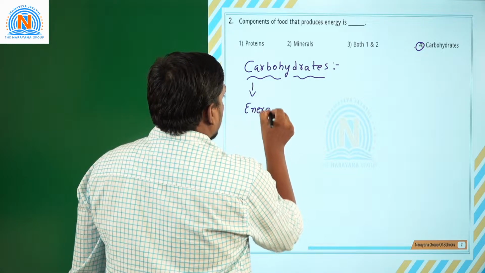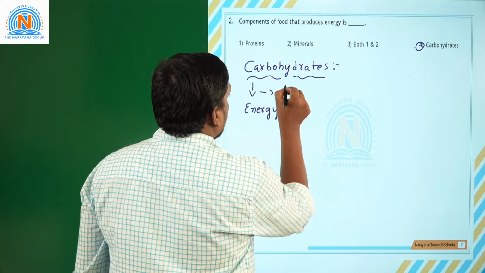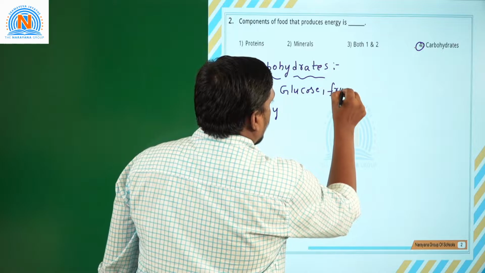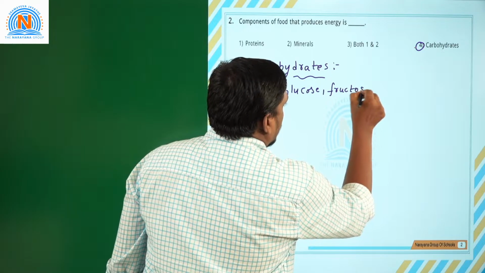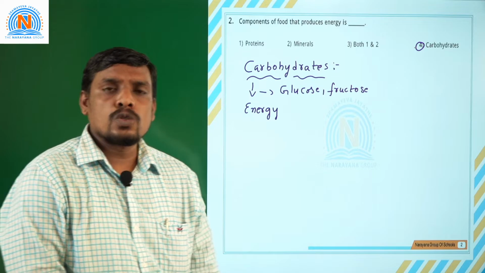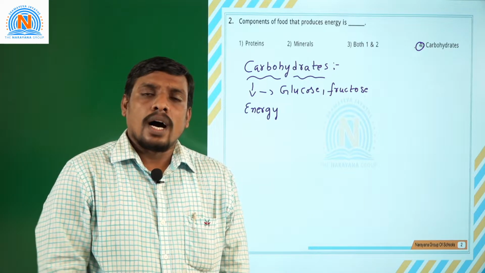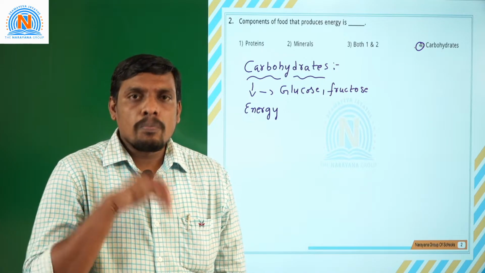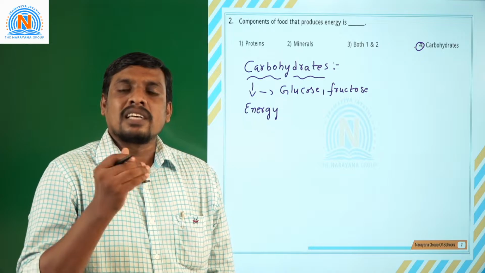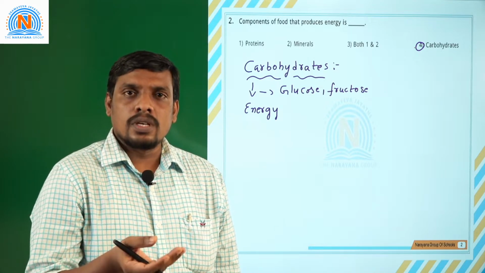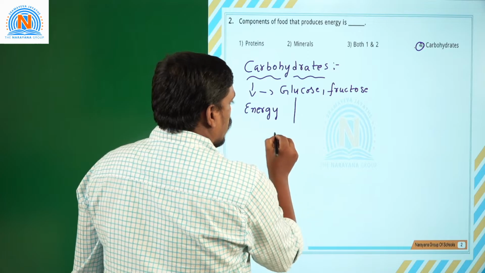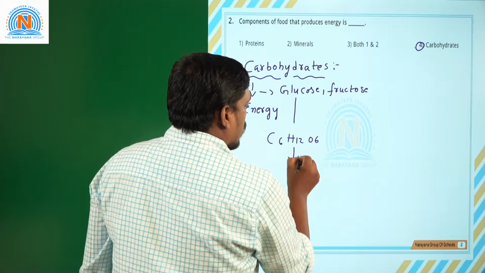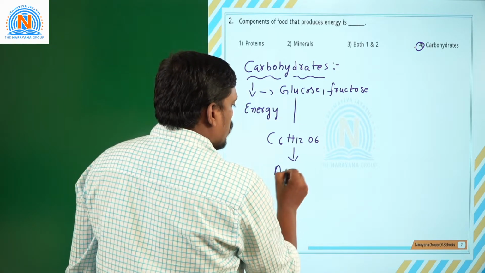What are the best examples for carbohydrates? The best example is glucose. The carbohydrates are made up of glucose, fructose, and certain other substances like galactose, maltose, and other kinds of sugar molecules. So the carbohydrate is a complex substance that contains sugar molecules that produce energy. What is the chemical formula of glucose? It is C6H12O6.